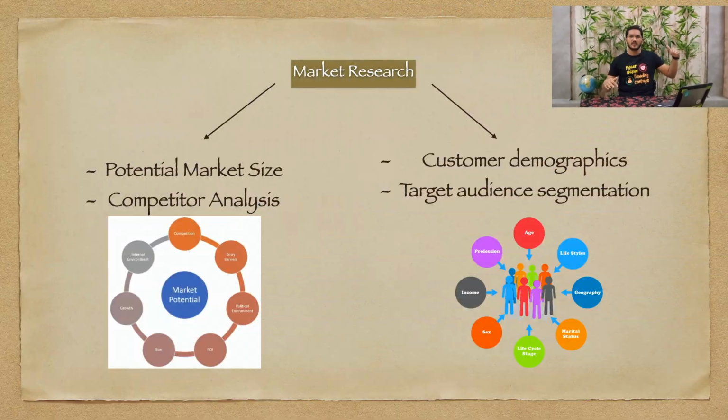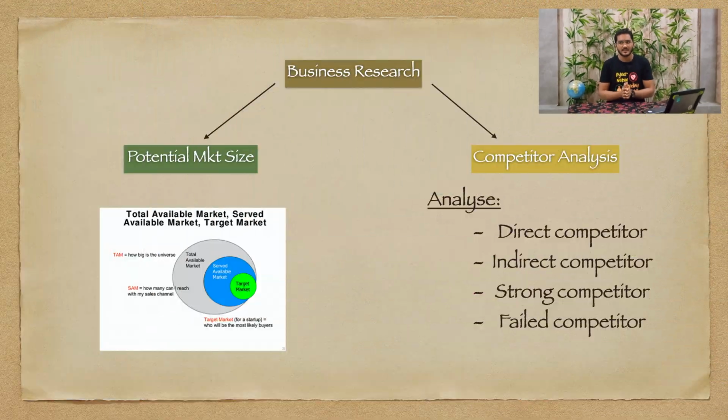Now market research is generally done in two steps. First, understand the market in terms of the business, in terms of competitors, in terms of the potential market size. And the second step is understand your consumers, your audience, and the demographics. So first we'll talk about understanding the potential market size. Now, to understand the potential market size, there are three terms that are used: TAM, SAM, and TM. Now what are TAM, SAM, and TM?